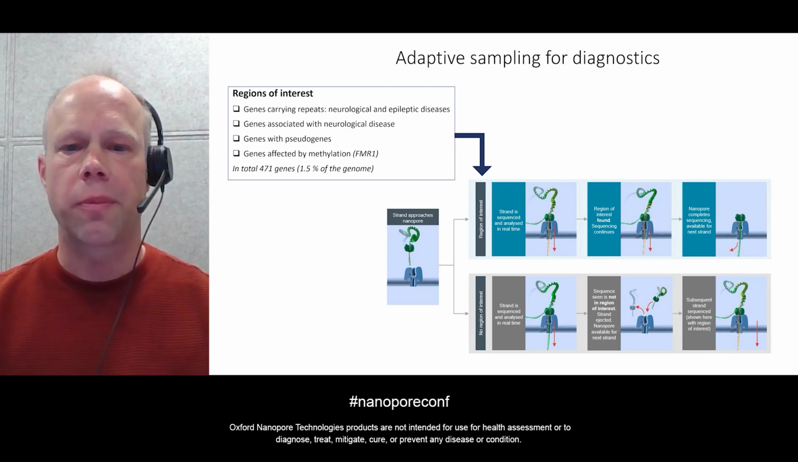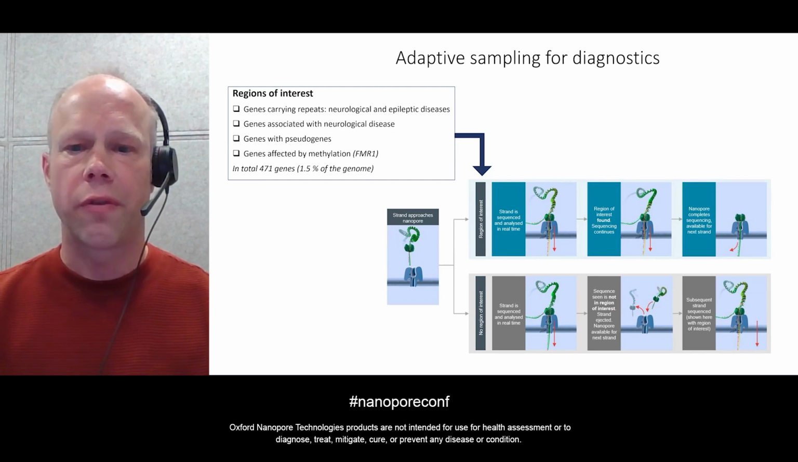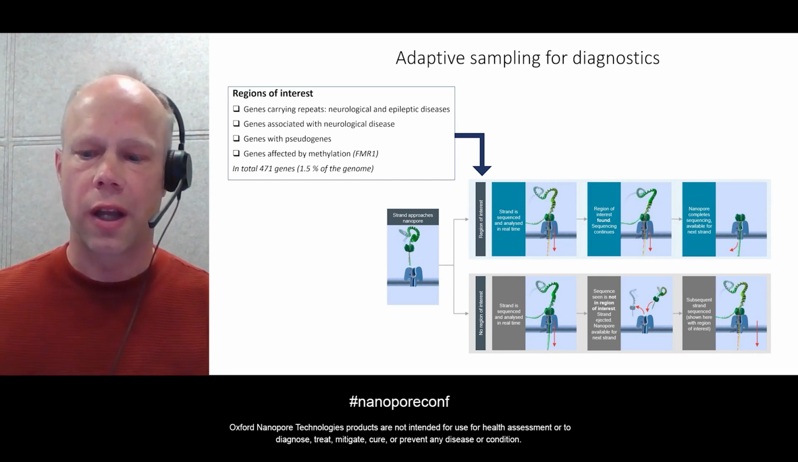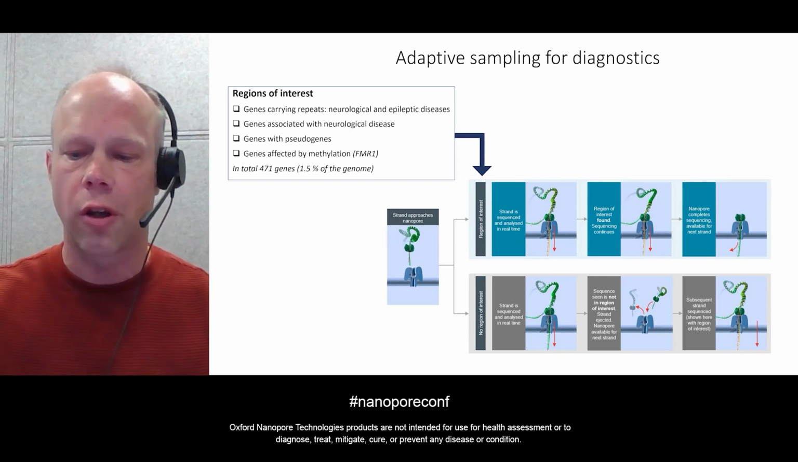Well, how does adaptive sampling work? If a region is of interest, then the full region is sequenced. If a region is not of interest, then the region is at a certain moment ejected from the pore and another fragment can be sequenced. So with adaptive sampling, you have a whole genome sample preparation and a region selection on the pore.